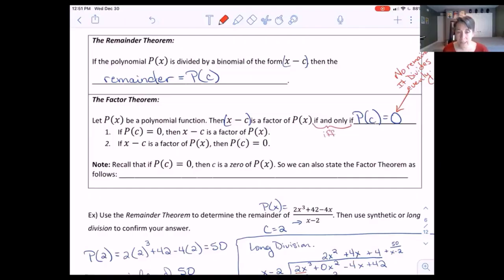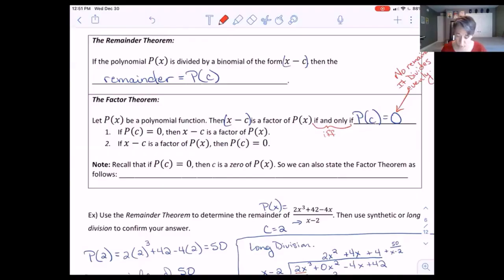Also, this term "if and only if" can be written as IFF in shorthand. You might see that later on in calculus as well. And it just means it works both ways. If x minus c is a factor of p of x, then we know the remainder is 0. Also, if we plug it in and we get a remainder of 0, then we know that it's a factor. Okay. So that's part 1 and part 2.